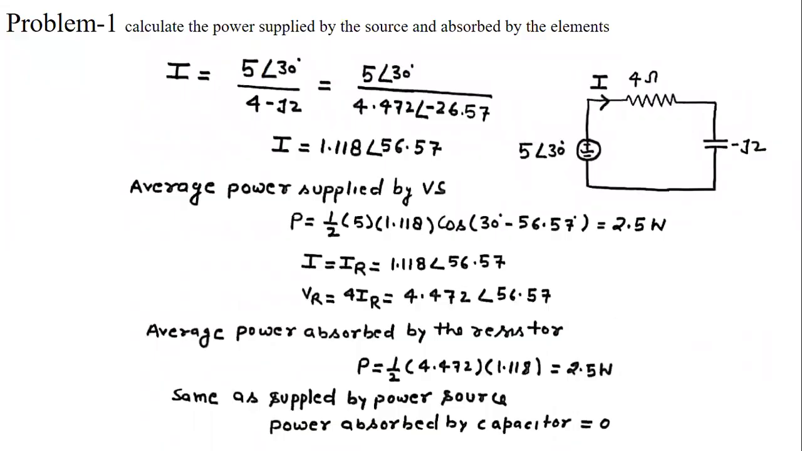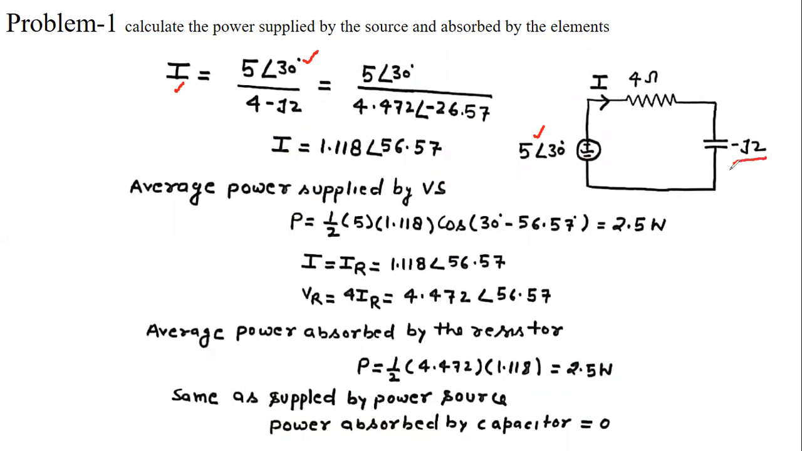Now we are discussing some important problems based on this. So the first question is, calculate the power supplied by the source and absorbed by the element. Here we have shown a simple circuit. The current in the circuit is I, and the voltage applied is 5∠30. So the current in the circuit I is the total voltage divided by the total impedance, which is 4 minus j2.